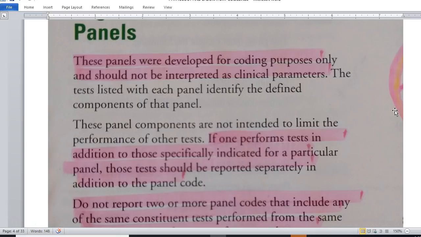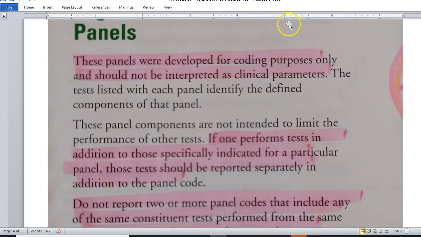Now, these panel components are not intended to limit the performance of other tests. If one performs tests in addition to those specifically indicated for a particular panel, those tests should be reported separately in addition to the panel code. So, each one of these main codes has a list of what's included. If we do something in addition to that panel, we code it in addition to, okay? So that's what we want to keep in mind.